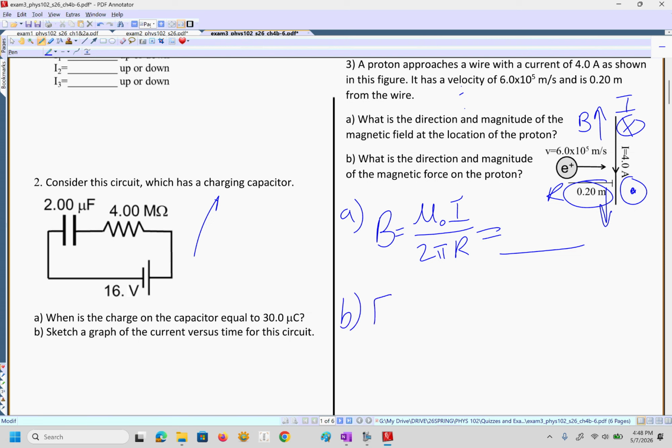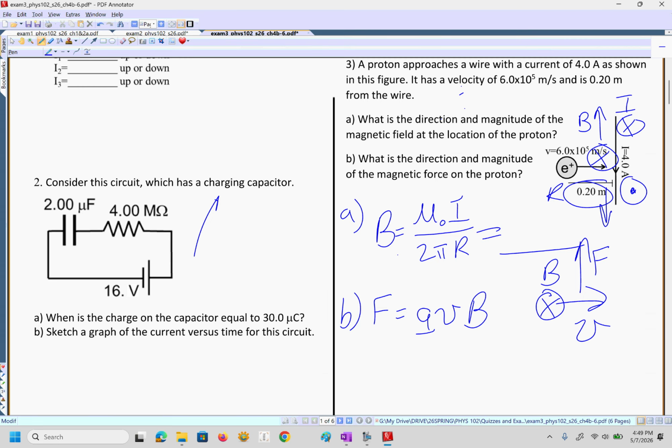For part B, to calculate the force, it's just QVB. It will be orthogonal, so you won't have to worry about the sine theta term. And then you calculate, or you find the direction. In this case, the magnetic field was into the page, right? So I have a velocity in that direction, a magnetic field in that direction. That's V. V is into the page, so the force is up.